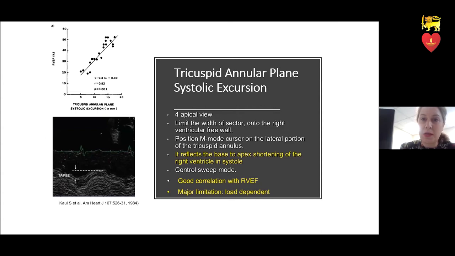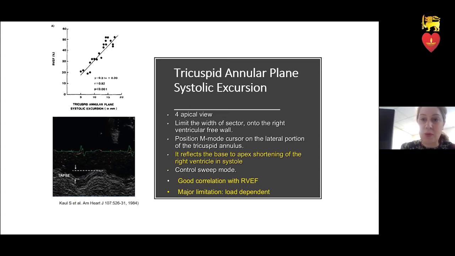The tricuspid annular plane systolic excursion, which we describe as TAPSE, you will see in many studies, and it comes from the apical four-chamber view. Here I describe some technical tips to make sure that you measure it correctly. Usually you zoom and then you measure the distance of the base-to-apex shortening of the right ventricular systole. It's very important to control the sweep mode and to zoom in order to have accuracy in measuring it. While it has good correlation with the ejection fraction of the right ventricle from studies, its major limitation is that it's load dependent.